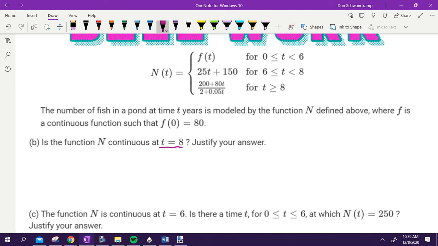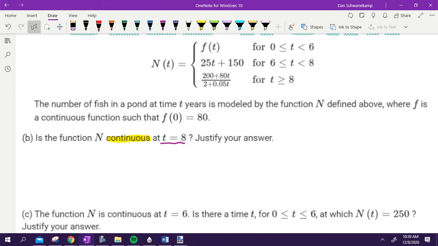Justify your answer. So as you read that question, what's the most important word in that question? Continuous. I want to know, am I continuous? What has to be true in order for a function to be continuous? Left, right, and value. The limit from the left, the limit from the right, and the value. Or in other words, the limit has to exist, the value has to exist, and the limit has to equal the value. That's it. That's what we're trying to show here. The most important thing on this problem is setup.